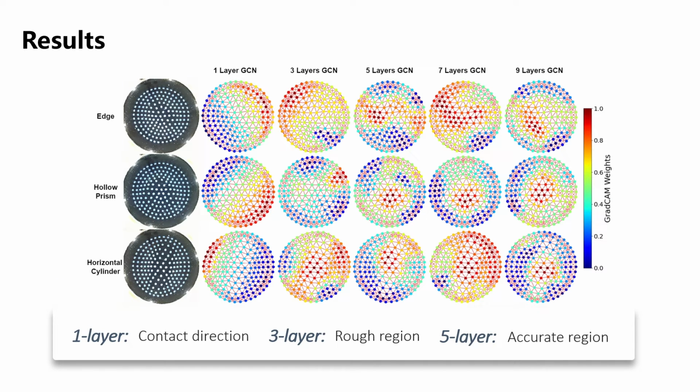Also, we have studied the learning patterns of the GNN with different depths. As for the one-layer GCN, it can learn the contact direction. As for the three-layer GCN, it can find the rough region of the contact. As for the five-layer GCN, it can pay more attention to the accurate region where the deformation has happened.